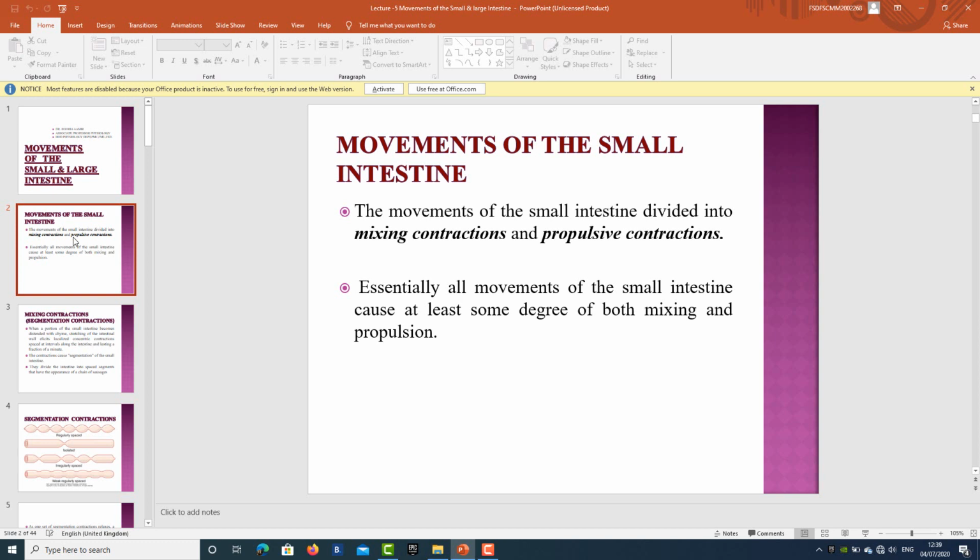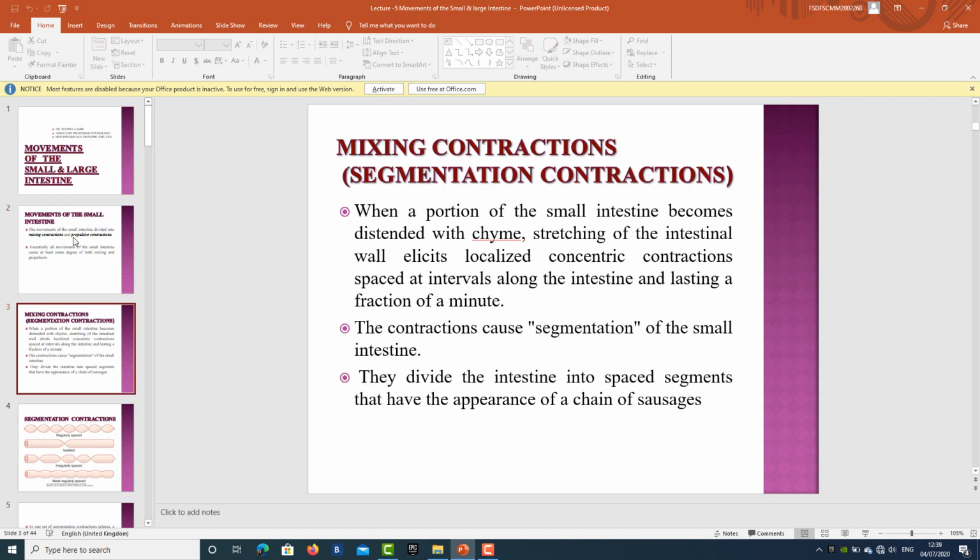The mixing contractions are actually the contractions so that the food should be properly mixed with the secretions inside the gut, whereas the propulsive contractions are responsible for movement of food downward, or head towards anus. Essentially, all the movements of the small intestine cause at least some degree of both mixing and propulsion as well.